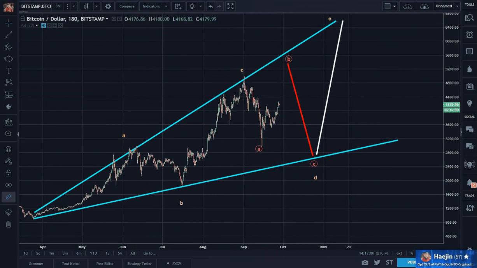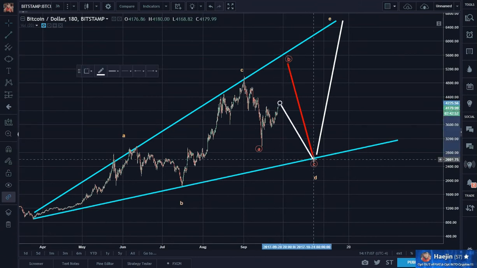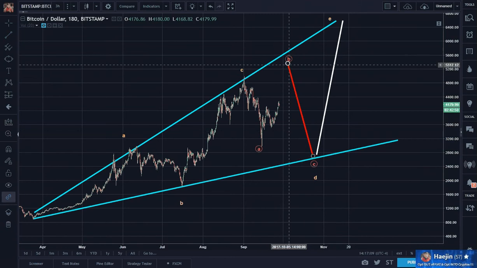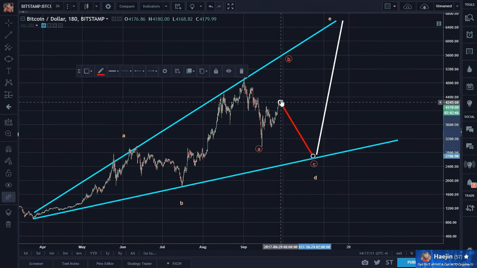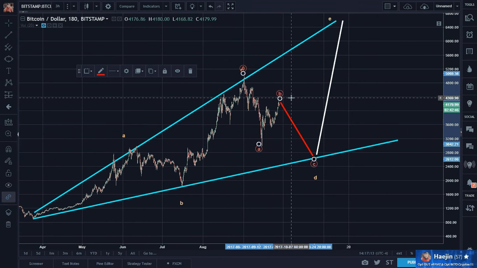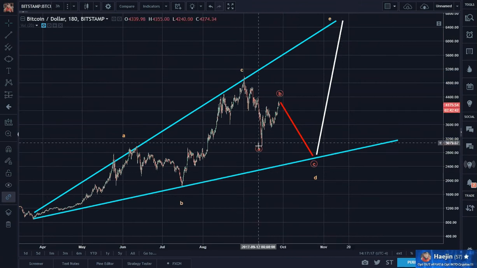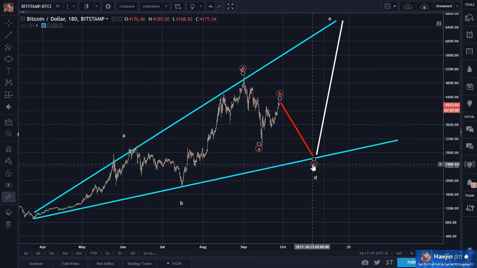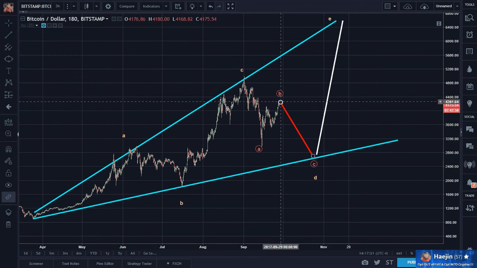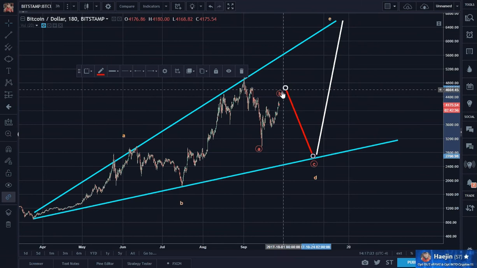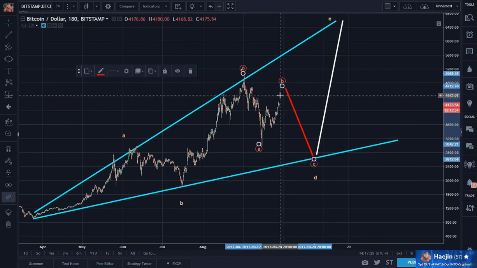And if it does touch, it could go like this. Bring this down here. This is one scenario. Still A, B, C. This could go higher and still be A, B, C.